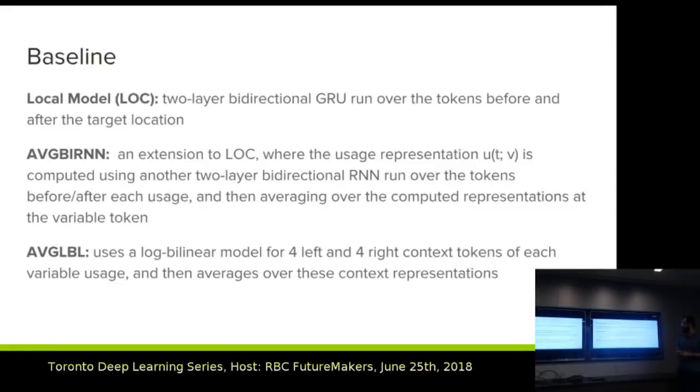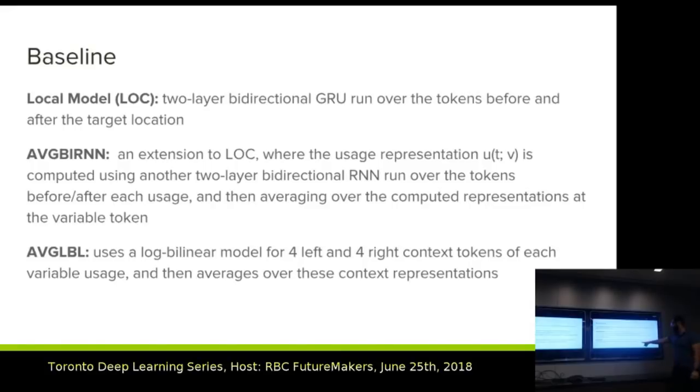There are a bunch of baselines that they look at. I'm going to admit that I don't understand how these work, again. But the local model is essentially forgetting about the graph, treating the source code as tokens, and doing a bidirectional GRU on it, the way you do machine translation, for example. So that's one of their baselines. They talk about what the context function and usage function are for this one, but I don't remember what that is. Then they change the usage function in this one, the average by RNN. They use a bidirectional RNN in this one to calculate it.